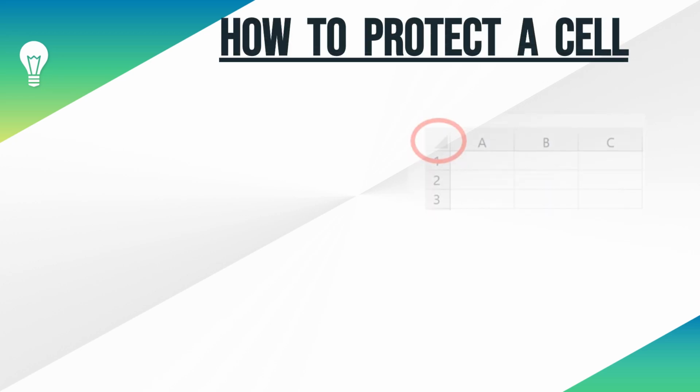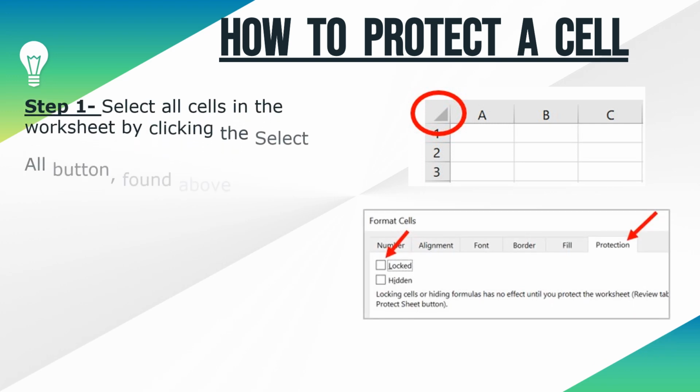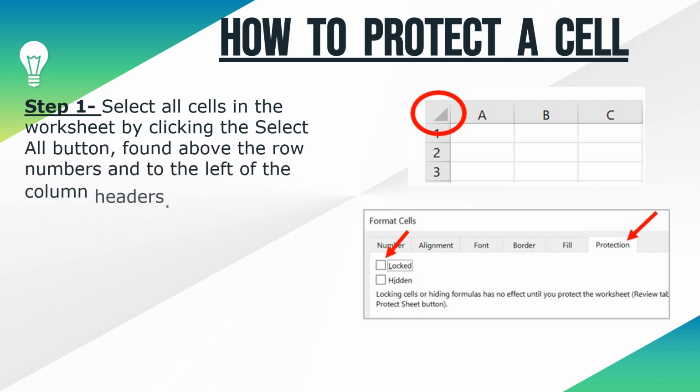How to protect a cell? Step 1. Select all the cells in the worksheet by clicking the Select All button found above the row numbers and to the left of the column headers.